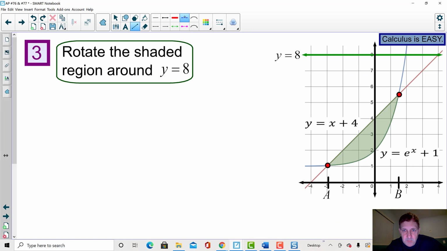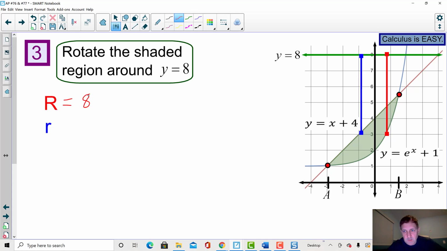All right, for our third example, we're going to rotate the shaded region around the line y equals 8. So it looks like the big R is going to be the line minus the curve. And it looks like the little r is going to be the line minus the line. Let's go ahead and write that down. Okay, so it's basically top minus bottom. The top is 8. And then for the big R, the bottom is the curve. So the bottom would be e to the x plus 1. For the little r, the top is 8, and the bottom is the line, so the bottom is going to be x plus 4.